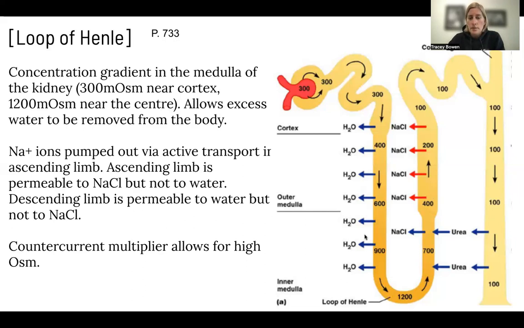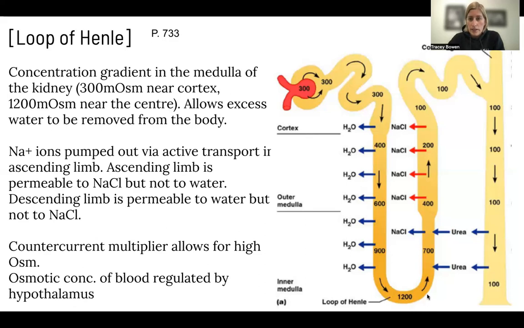And so because one section is permeable to water and one is permeable to sodium chloride, that allows for a very high concentration gradient to form deep into the medulla, which allows for high amounts of osmotic movement out of this tubule. And organisms that live in the desert, for example, actually have longer loops of Henle so that they can develop an even higher concentration gradient, which then allows them to reabsorb even more water. So this osmotic concentration of the blood is regulated by the hypothalamus, which controls homeostasis in our body.